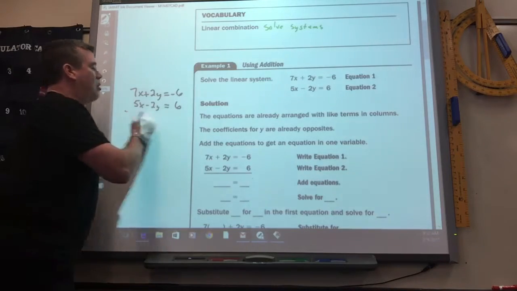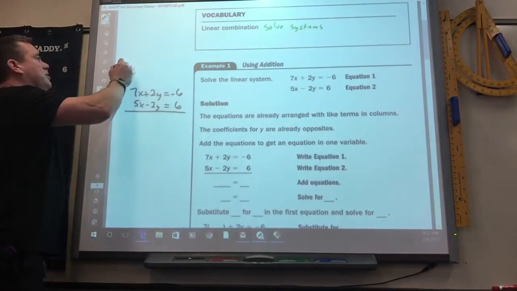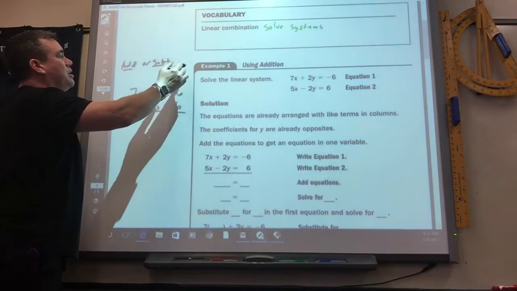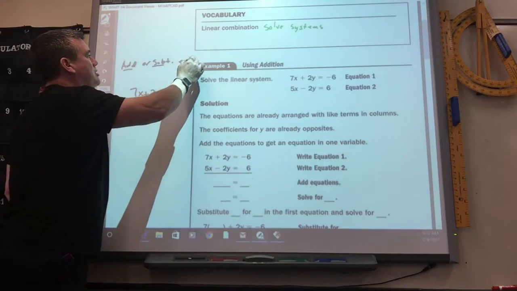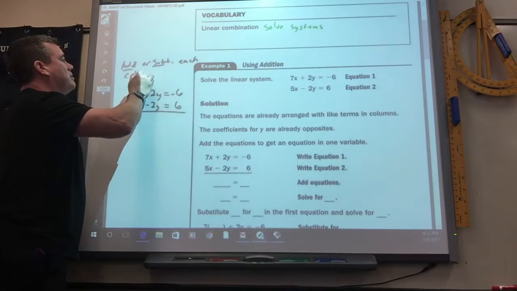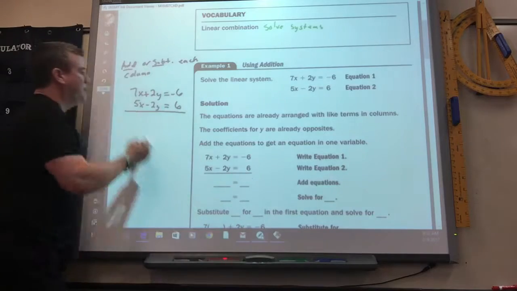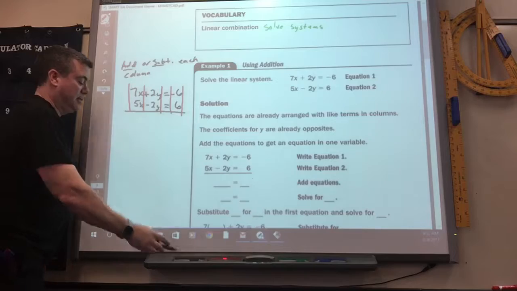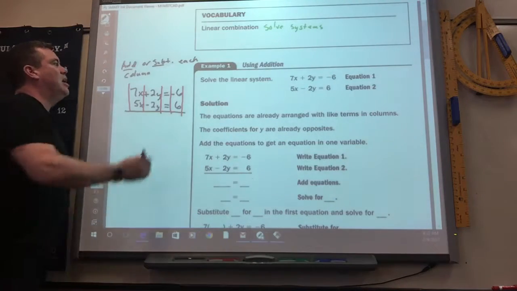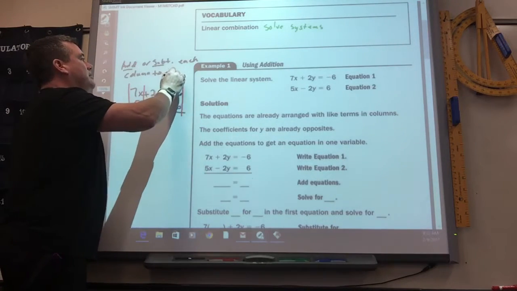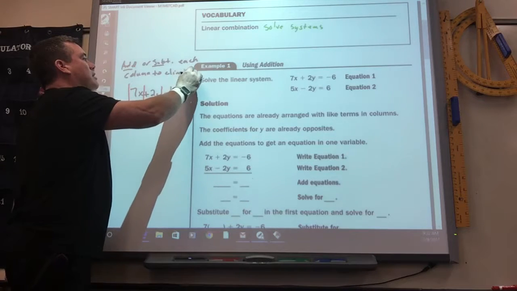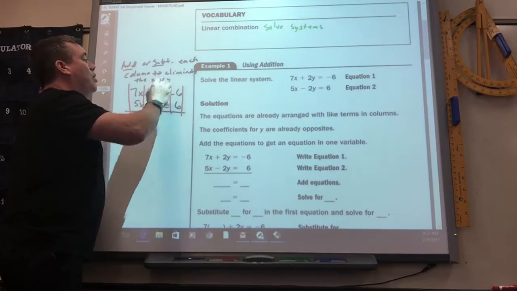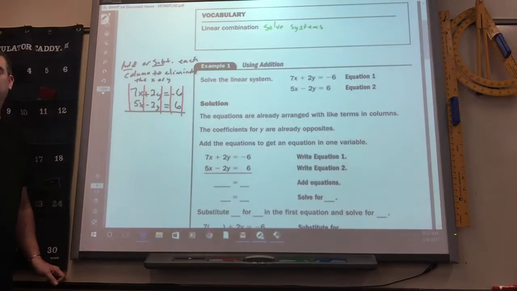Okay. Now, all you do is you add or subtract. You can do either one. Each column, and when I say column, that means the x's, the y's, and the numbers. You add or subtract each column to eliminate, get rid of, the x or the y. It doesn't matter which one you get rid of.